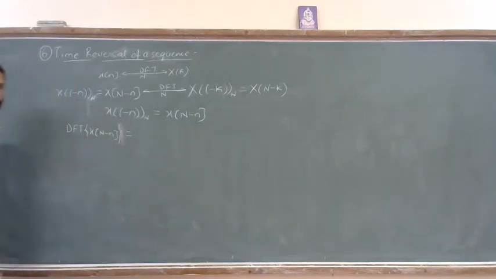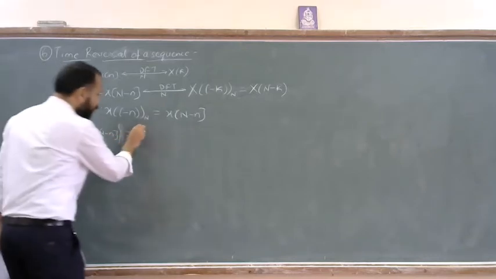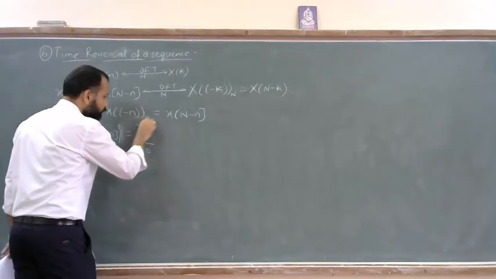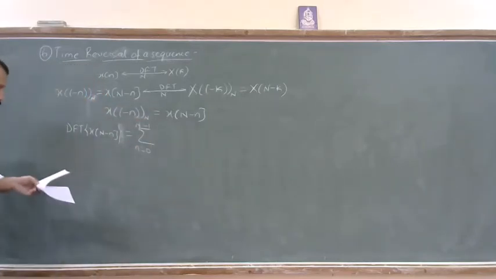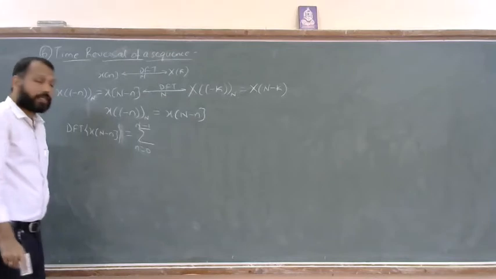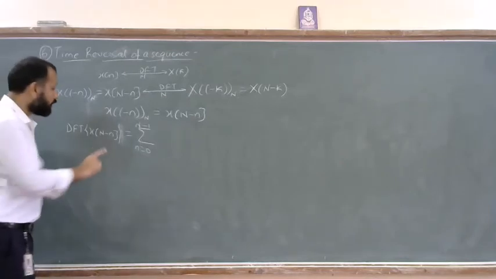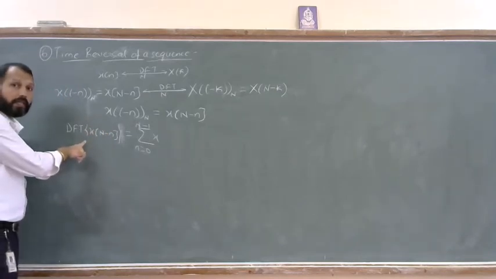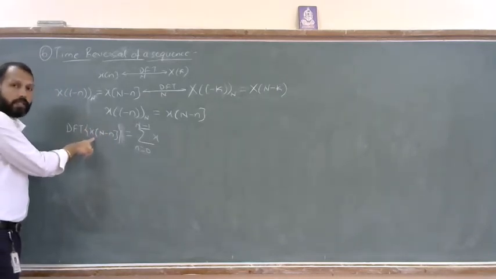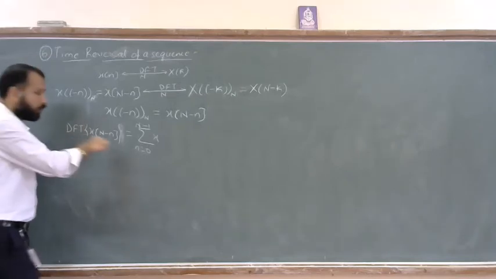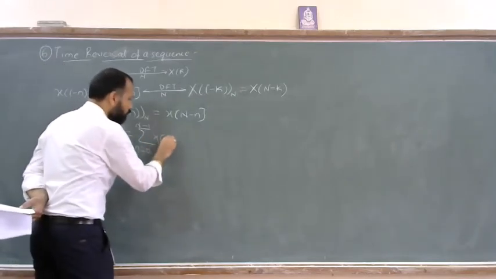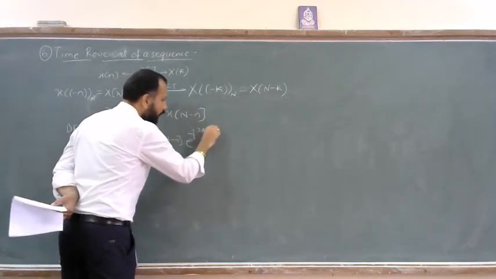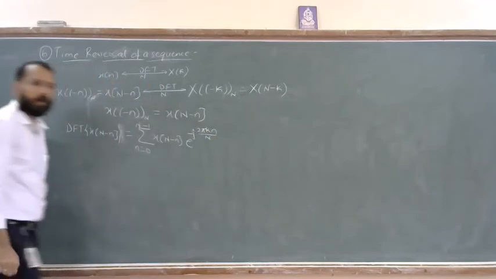DFT of the circularly folded sequence x of (N minus n). Now, in the definition of DFT, summation from 0 to N minus 1, what changes do I need to make? The only change will be in the discrete time sequence. Instead of x of n, we are taking the DFT of this sequence. This sequence represents circular folding, so it should be inside the summation: x of (N minus n) e to the power minus j 2 pi k n divided by N. Rest of the things will be as it is.